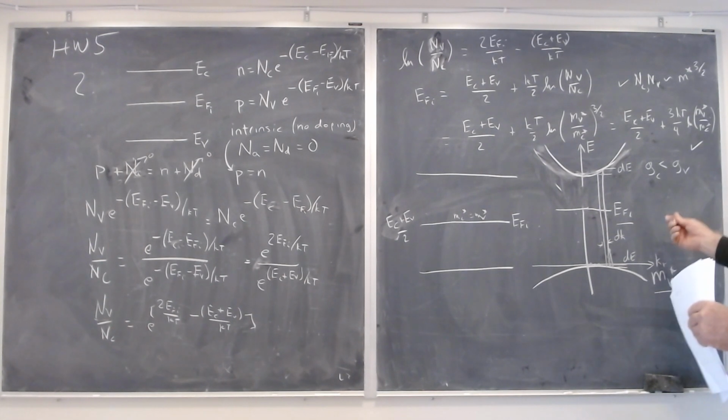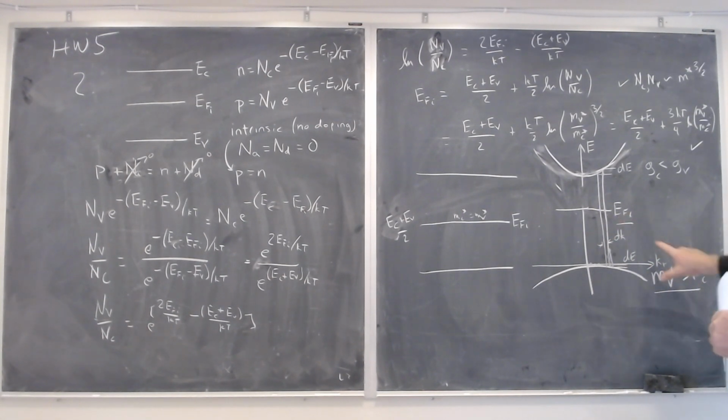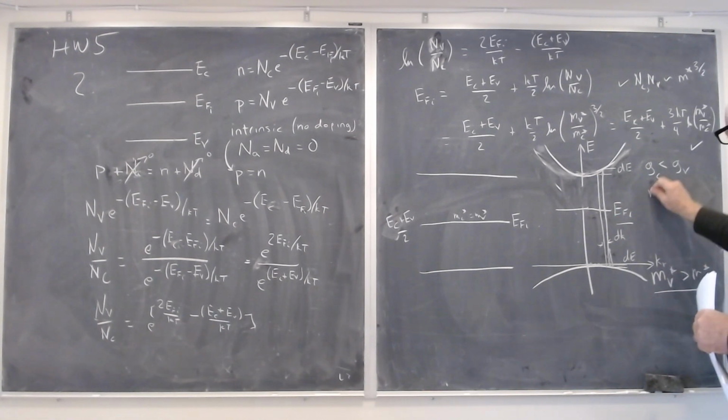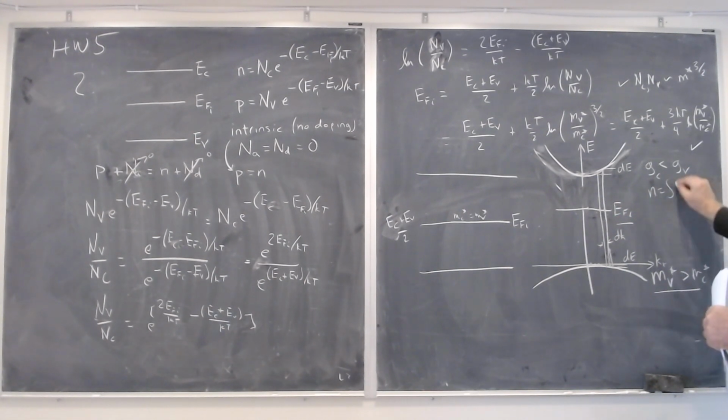Now, hence, okay, remember n, for example, is the integral of fg dE. Okay, and so since the conduction band has a lower density of states, in order to have the same n as P, the Fermi energy must get closer to it. Because since this went down, that has to go up.